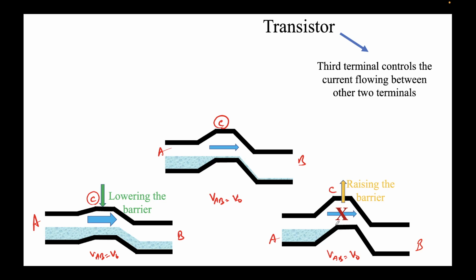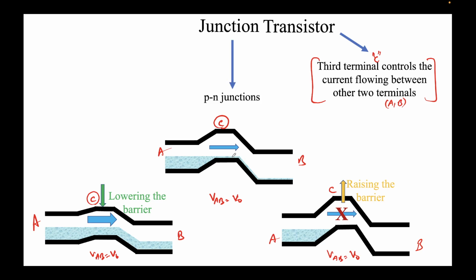What I want you to take away is that a third terminal, which in this case is C, is controlling the current flowing between two other terminals, which are A and B. And the potential difference between A and B remains the same in all three cases, but you can see the amount of water changes drastically. The electrical analogy is also true, which we are going to elaborate a bit further upon. This was an important point that I wanted to highlight.